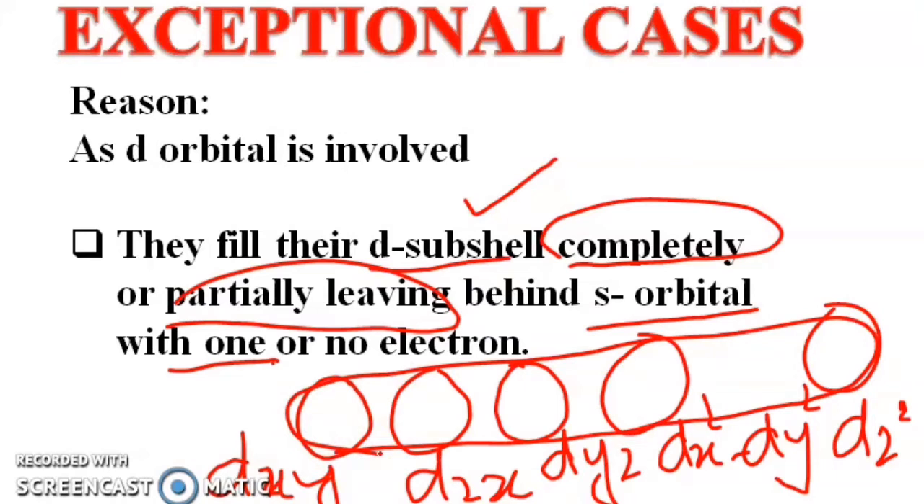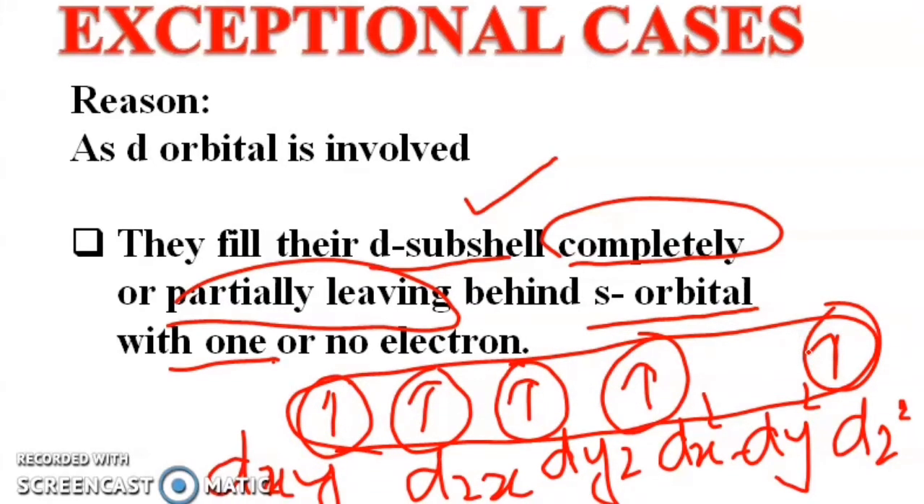Now partially filled d orbital means one electron in each kind of orientation: one electron in dxy, one electron in dzx, one electron in dyz, one electron in dx square minus dy square, and one electron in dz square. It means now the d orbital is partially filled. And completely filled means having 2 electrons in each orientation. This is the completely filled state of the d orbital.